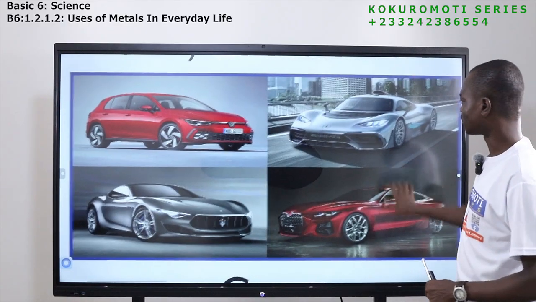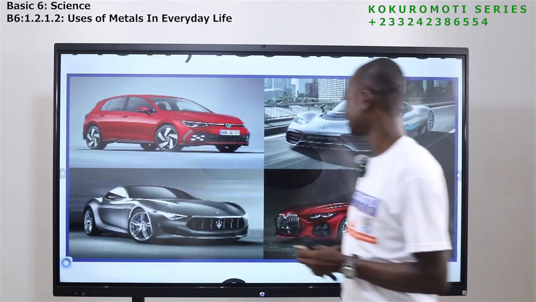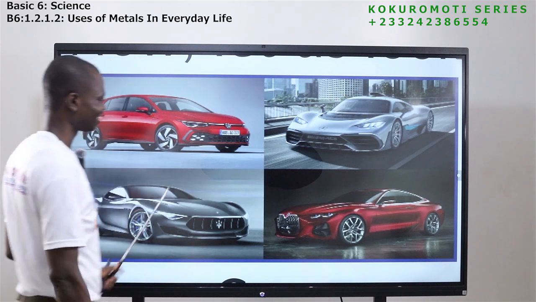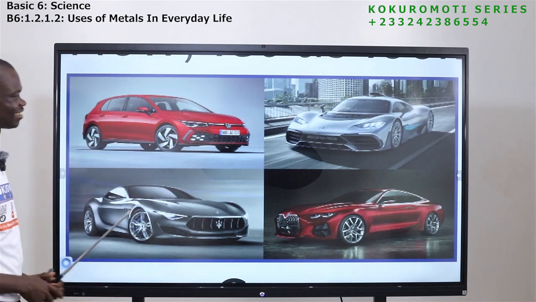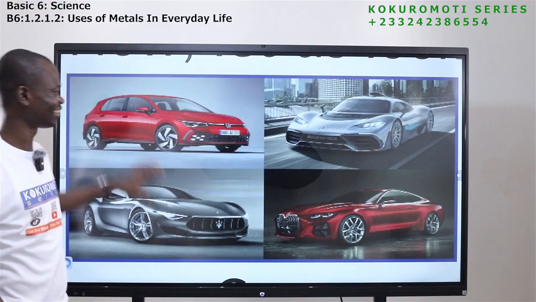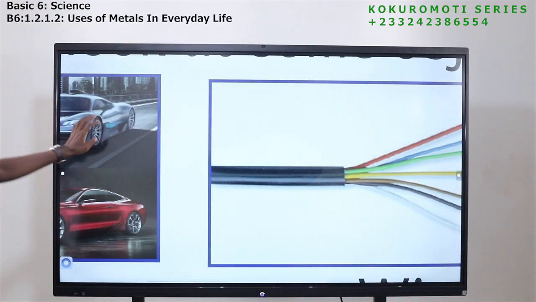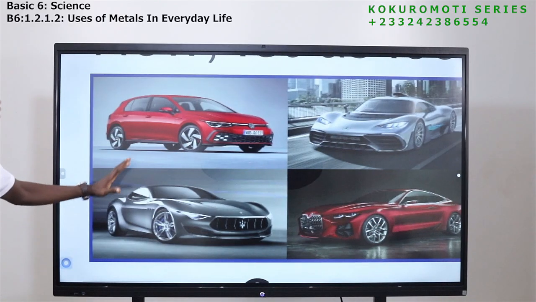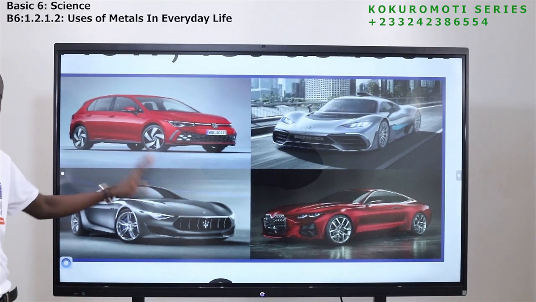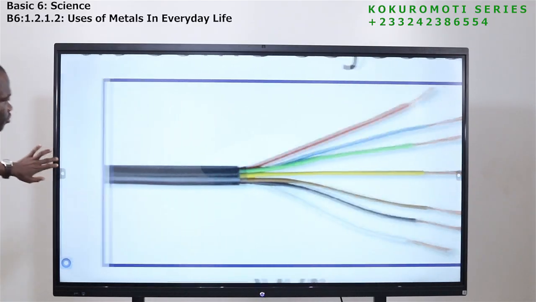When you grow, you have to get yourself one. Which one will you buy? These, or these? You buy these, if you have money. I mean, feel free and buy and enjoy, right? So cars, you see, we use metals to build cars. Let's look at the next one.